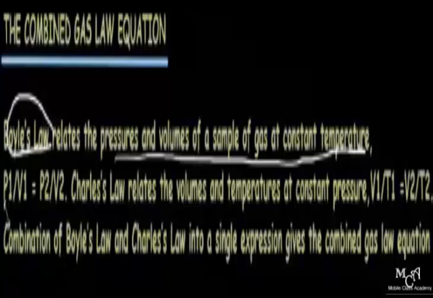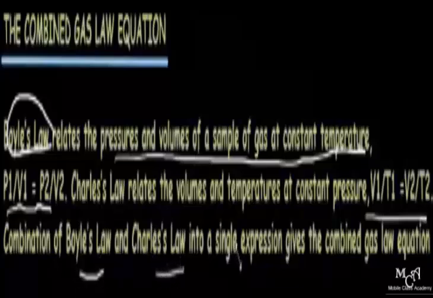formula known as P1V1 is equal to P2V2, and we have related Charles' law with the formula known as V1 over T1 is equal to V2 over T2. Now, the combination of both Boyle's law and Charles' law will give us a single expression known as the combined gas law. What are we saying?